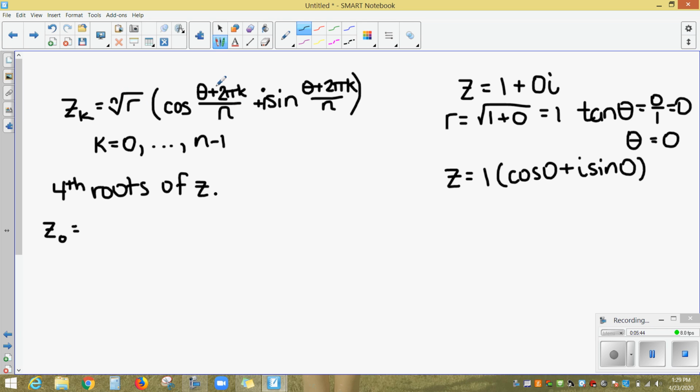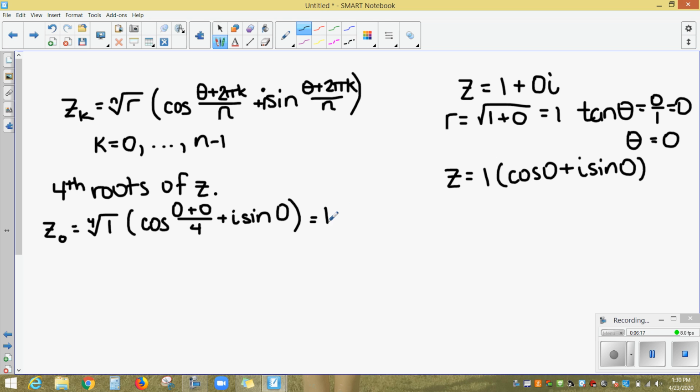We know the r, we know the theta, so we get to use this formula 4 times. Okay, I want the fourth root of r each time. Cosine of theta was 0, plus 2 pi k. If k is 0, then that would be 0 over 4, plus I sine of, I'm going to go straight to 0 here because 0 plus 0 over 4 is 0. So the cosine of 0, start at the beginning.